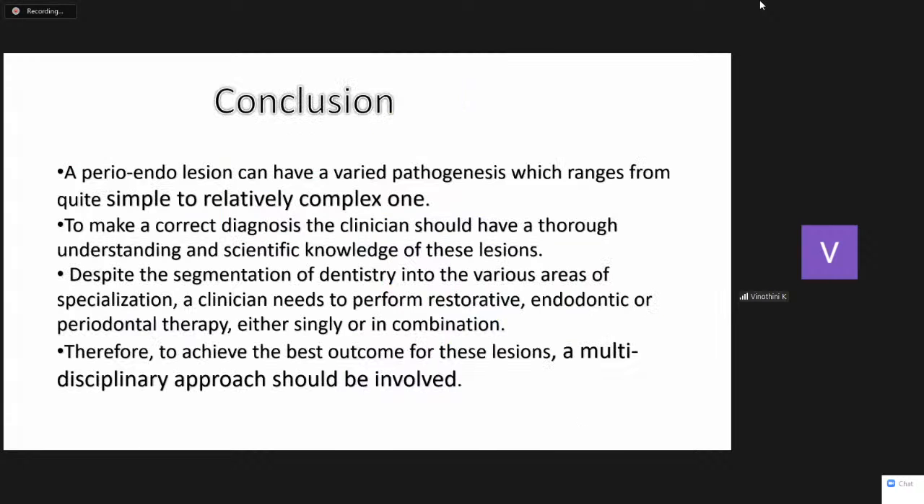To conclude, this perio-endo lesion can have a varied pathogenesis, ranging from quite simple to relatively complex. To make a correct diagnosis, the clinician should have a thorough understanding of this. So first, you have to know how to diagnose this lesion. That is the most important thing. After diagnosing, you have to know what treatment should be done. You should not jump directly into perio surgery. If you do perio first without endo treatment, it is going to be a treatment failure because of the endodontic infection. So you have to diagnose properly what class it falls under, then take into consideration how the treatment should be done.